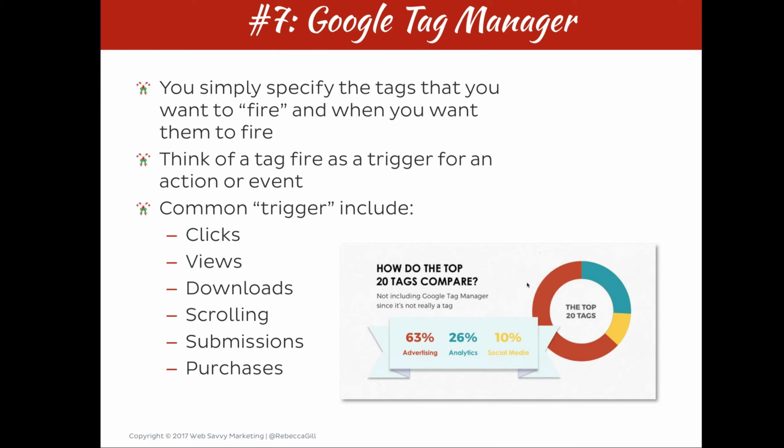So you set the tag up, and then when the tag gets triggered or fired, that is when data starts to get collected. And that tag fire is basically an action or event taking place, like clicks and views and downloads and scrolling and submissions and purchases. Again, it's just taking information we have in analytics and amplifying it so you get a lot more data.